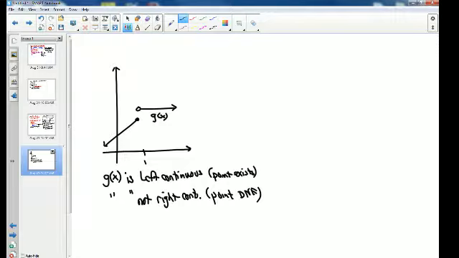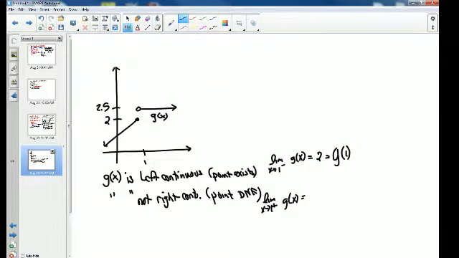In calculus terms, the limit as x approaches 1 from the left of g of x equals 2, which also equals g at 1. So you're just saying the limit from the left is the point. The limit as x approaches 1 from the right is 2.5, which does not equal 2, which is g of 1. There's not a match, so g of x is not continuous.